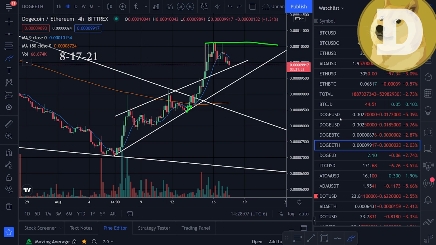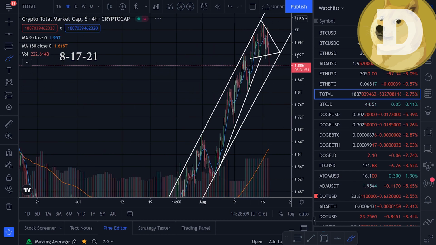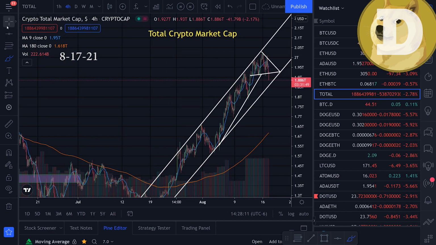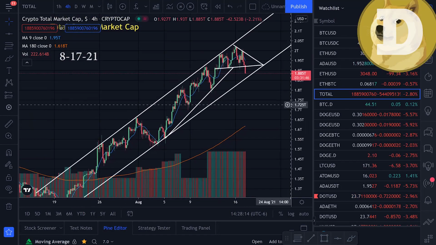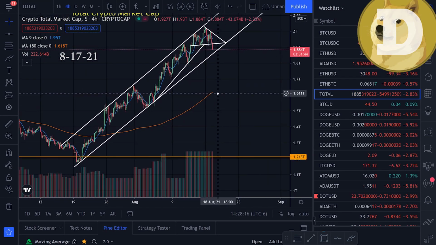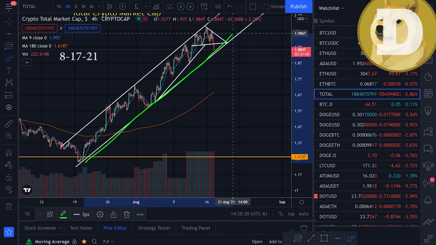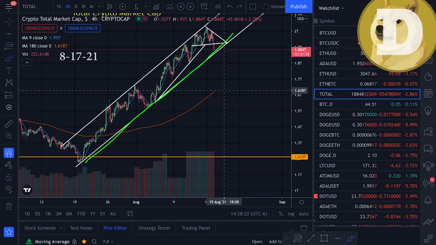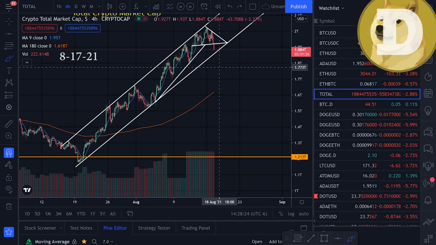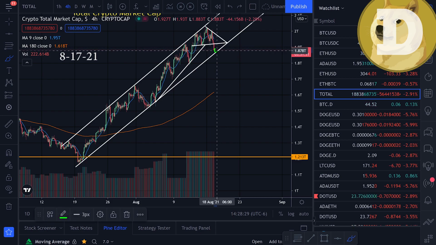Alright, let's go to the total crypto market cap, and we can look at this as well. This is really going to be more general, crypto in general. If we break this trend line going to the downside, we haven't done it yet, but if we do, this is going to look like a big correction, or a pretty decent correction.